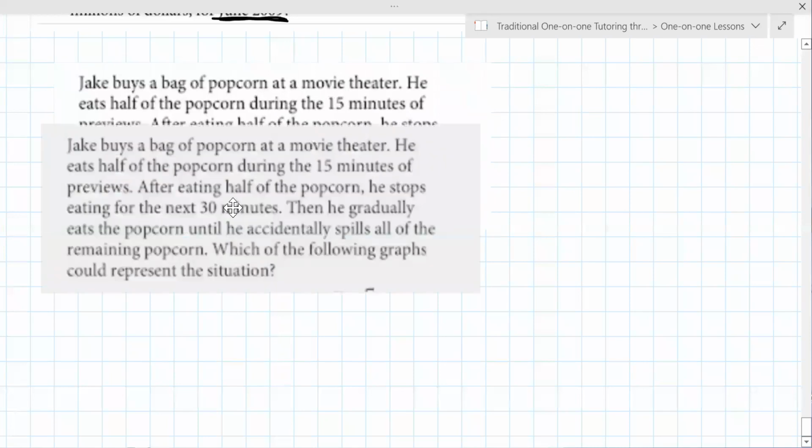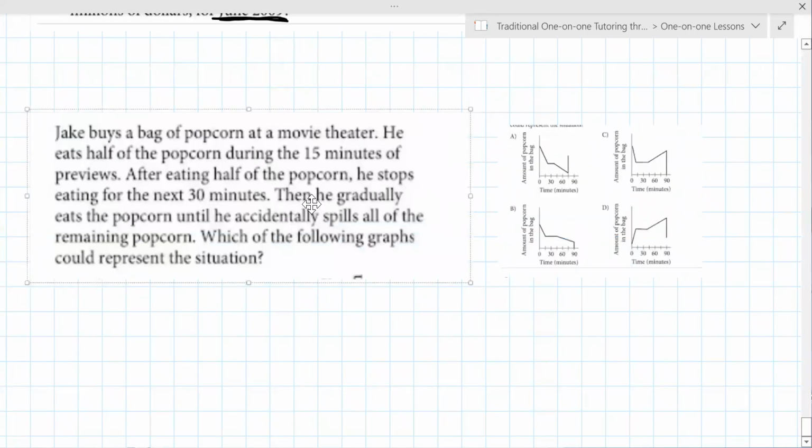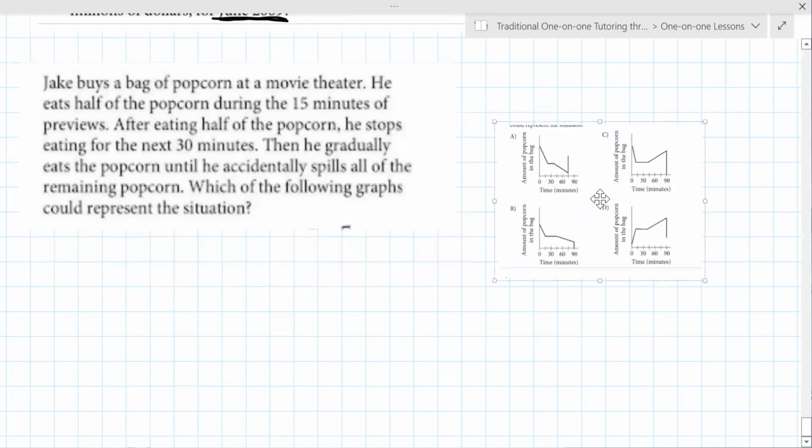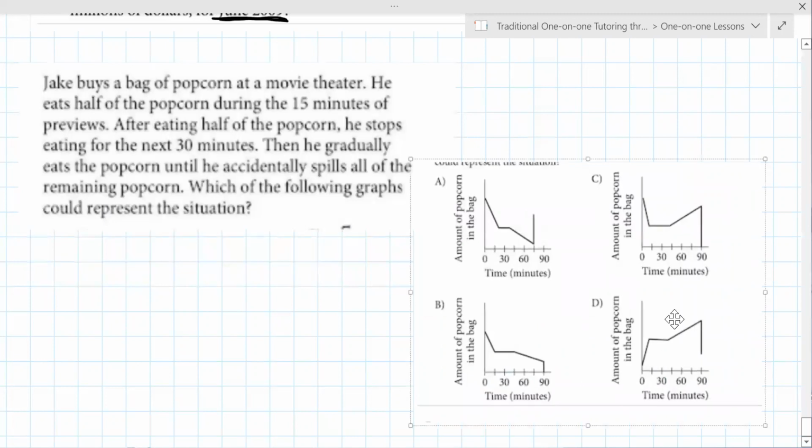All right, so here's the question. I got to snip in the graphs. Just trying to get all this together. Sorry, this isn't great, but okay. All right, go ahead and give this one a try, please.